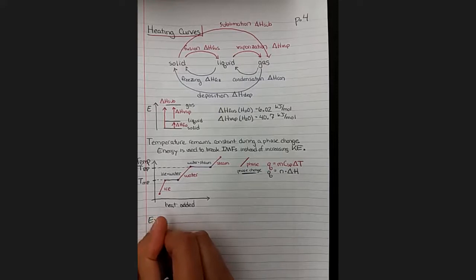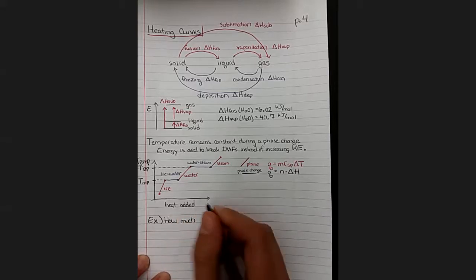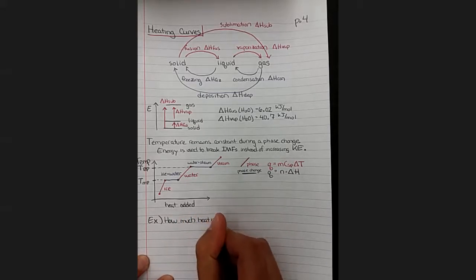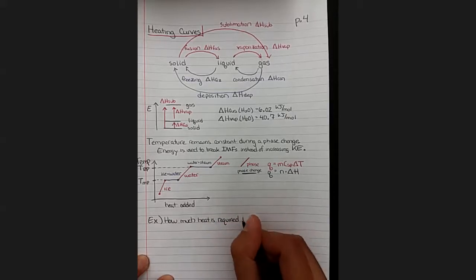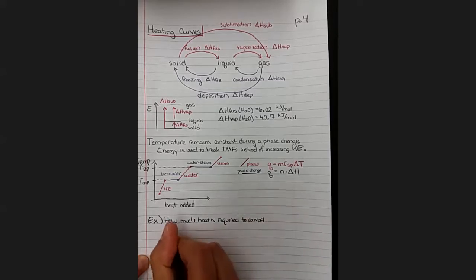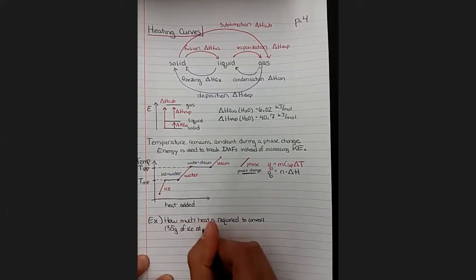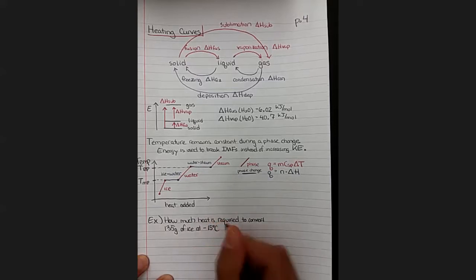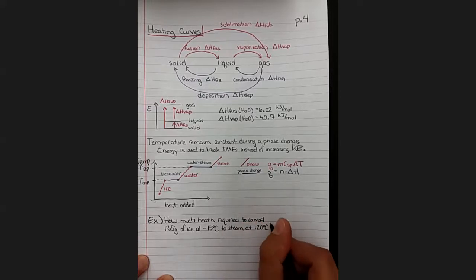All right, let's do an example using this graph that we already made. So let's say this graph is about ice converting to steam. How much heat will be required to convert 135 grams of ice at -15 degrees Celsius to steam at 120 degrees Celsius?